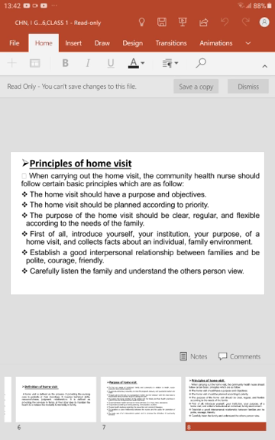Before the home visit itself, you should know the principle, the purpose, the objective, and what a home visit is. After that, when you are visiting, go priority-wise. Where there is a pandemic area, you should give that area more concentration first of all.